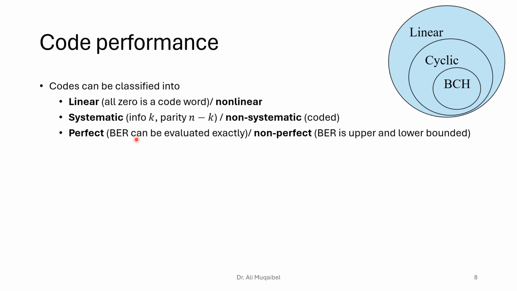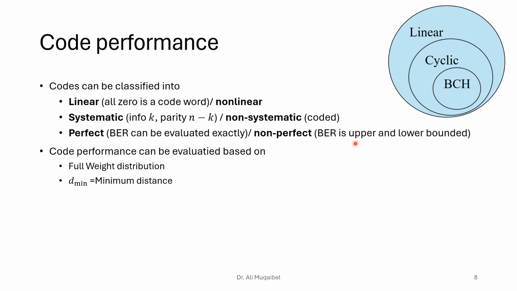In perfect codes, the probability of BER can be evaluated exactly because we know exactly what errors are corrected or not. However, in non-perfect codes, we cannot find BER easily. We need to use upper or lower bounds because some errors are corrected, some double errors are not corrected, or triple errors, and so on. So code performance can be evaluated based on full weight distribution. I give you all the code words with all distributions, and you can find the probability and how many errors are required to go from one to another. But this is difficult. So usually we go into the bottleneck, d minimum, to evaluate the code performance.